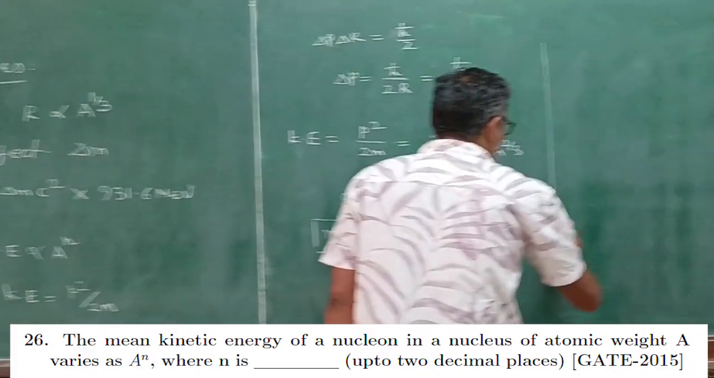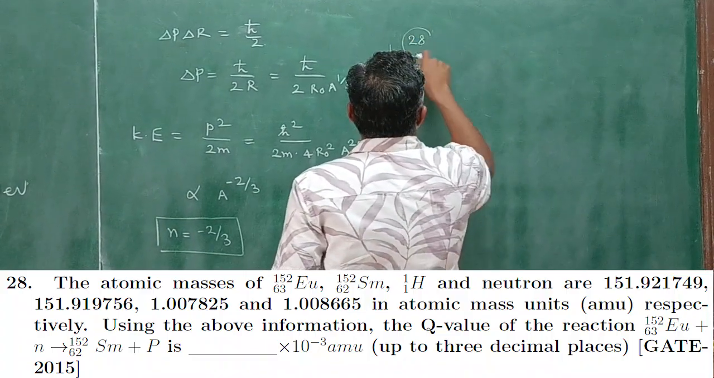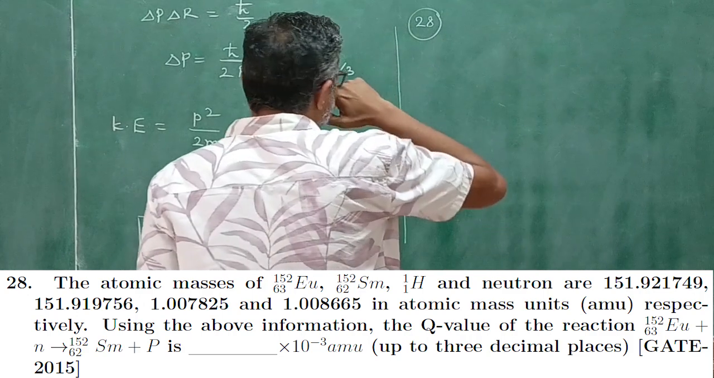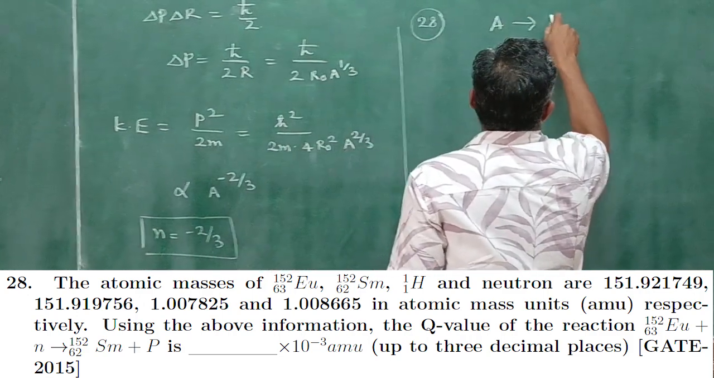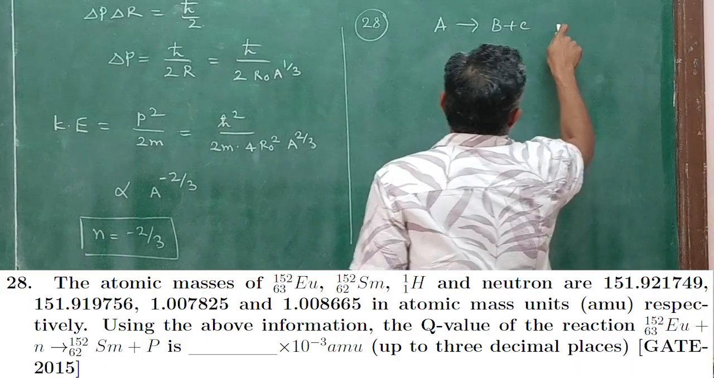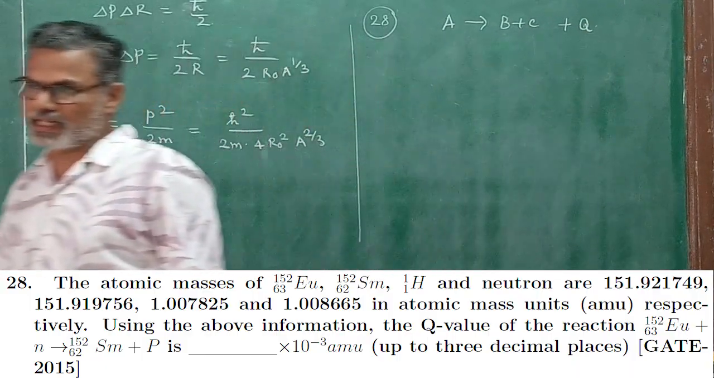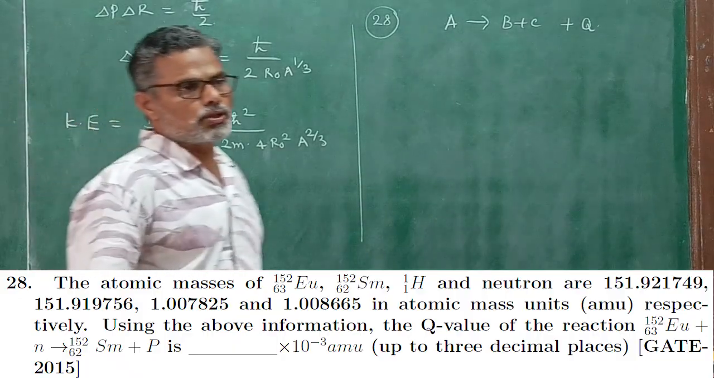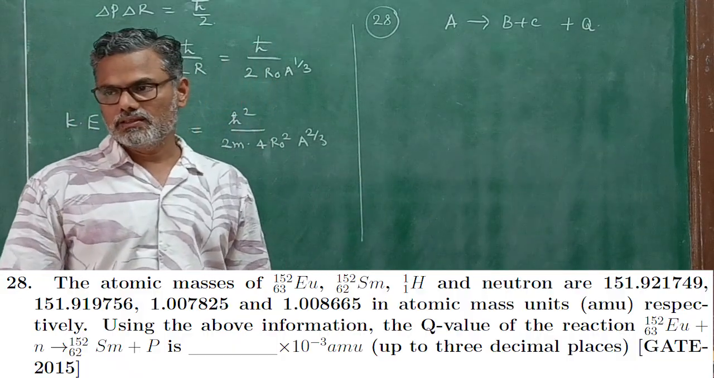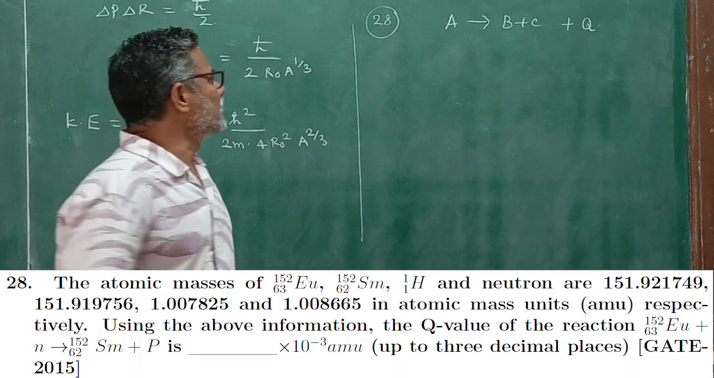The next one, I prefer to go with problem number 28. Let's say you have a reaction where A goes to B plus C, and there will be some Q. Q is the heat energy that is generated or absorbed. Depending on the Q value, if it is positive, it's an exothermic reaction. If it is negative, it's an endothermic reaction.